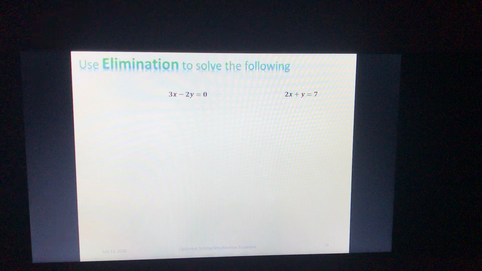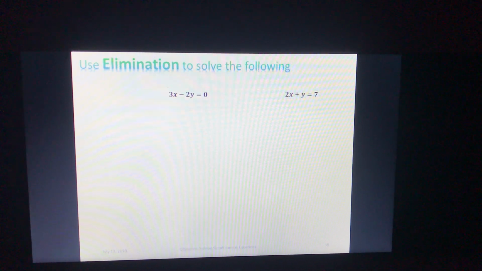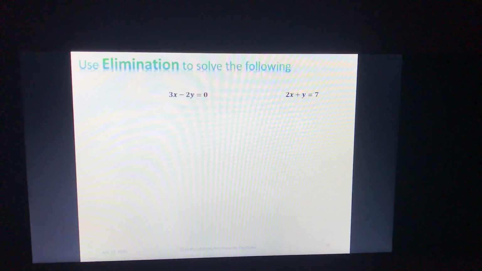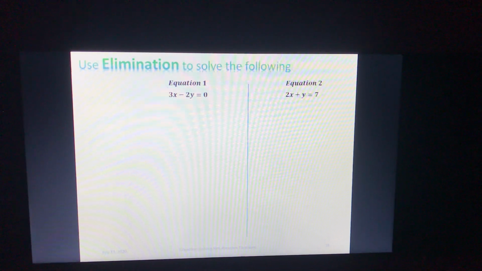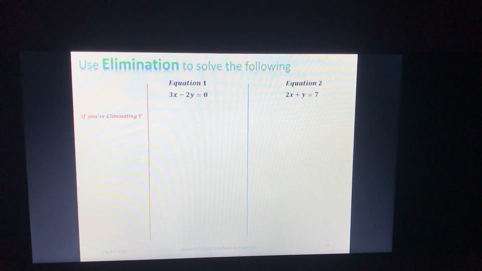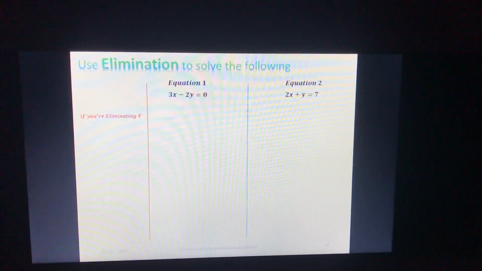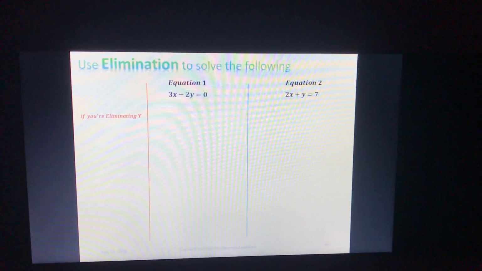Now, let's use the elimination method. The elimination method, we're going to start with the exact same steps that we started with in the substitution method. Let's first address each of the equations, equation 1, equation 2, and then decide which of the two variables, x or y, I'm going to eliminate. Let's say that I decided to eliminate y.